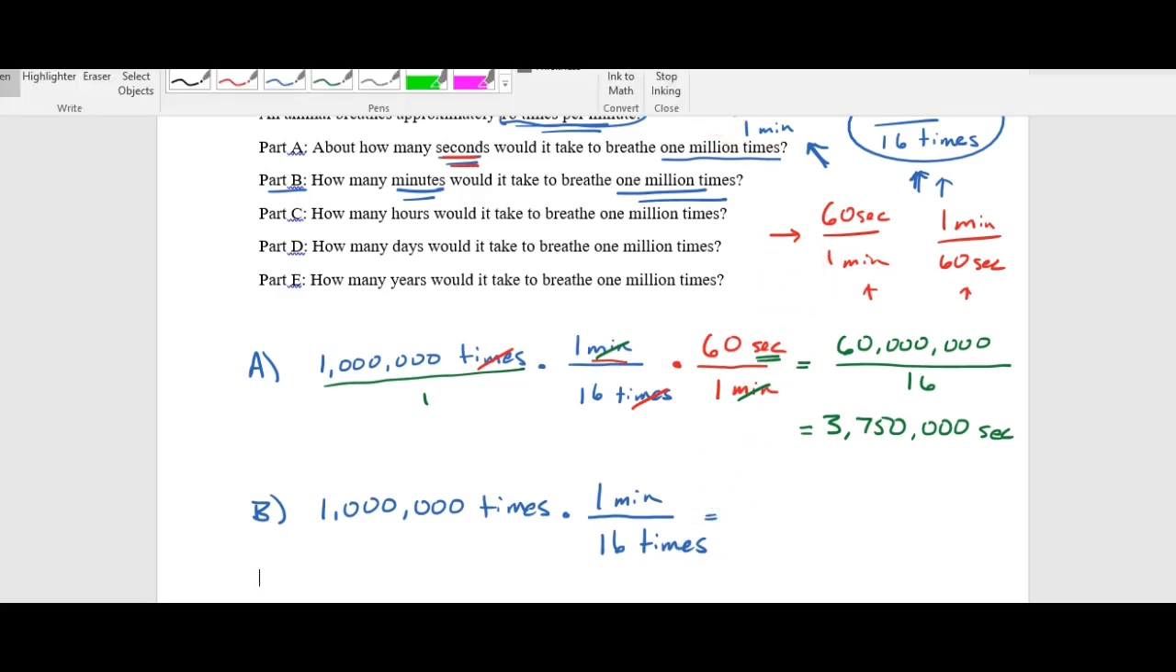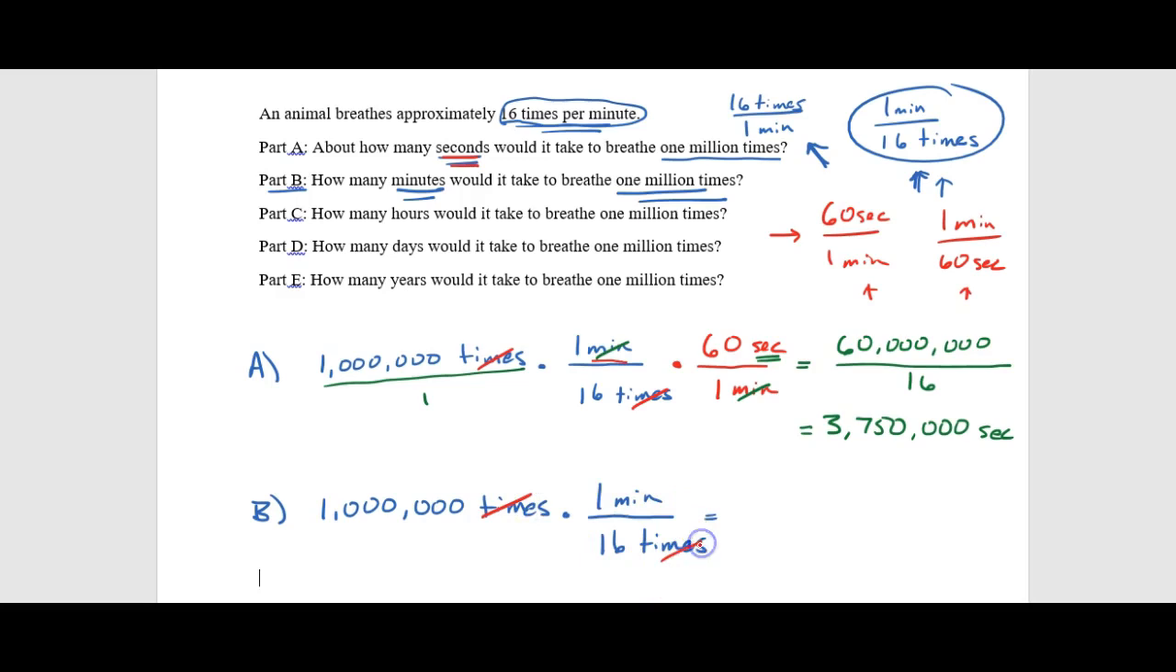because times and times will cancel out. Now, the nice thing about this is that the unit that's left is minutes, and that's the unit that I want. So if I do my multiplication, and again, remember that this is over 1, I'm going to do 1 million over 16. And if I do 1 million divided by 16 in my calculator, I'm going to get 62,500, and the units here are minutes, so 62,500.